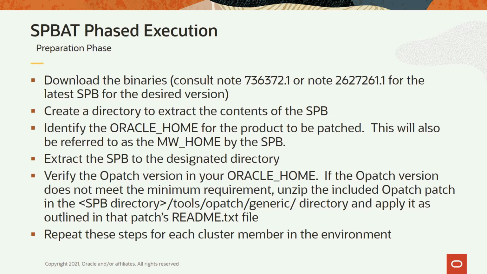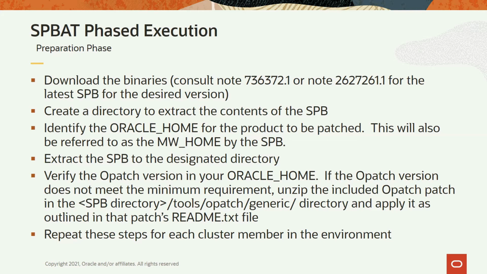So now we'll go through each phase of the execution and give you a little example. The first phase, the preparation phase, is you download the patch. There are a multitude of ways to get there, but I would recommend using Note 736.372.1 for OAM, which has a listing of all the available OAM bundle patches for all the versions since 11G, including the WebGate patches. It does include the SPBs there as well.